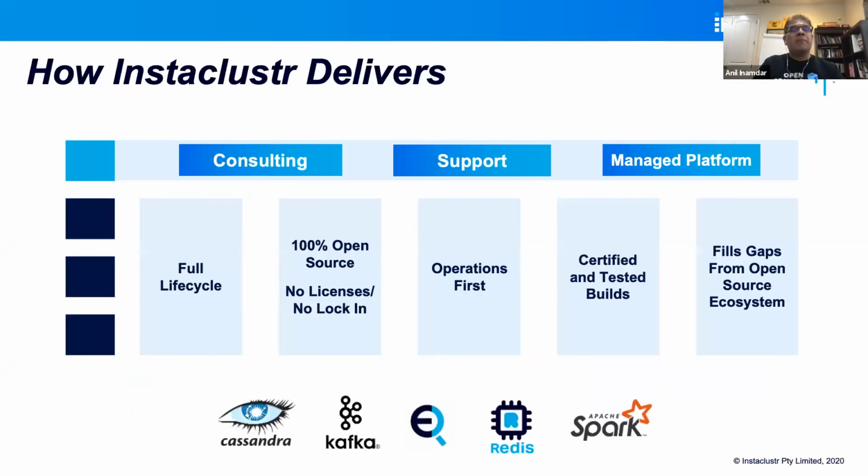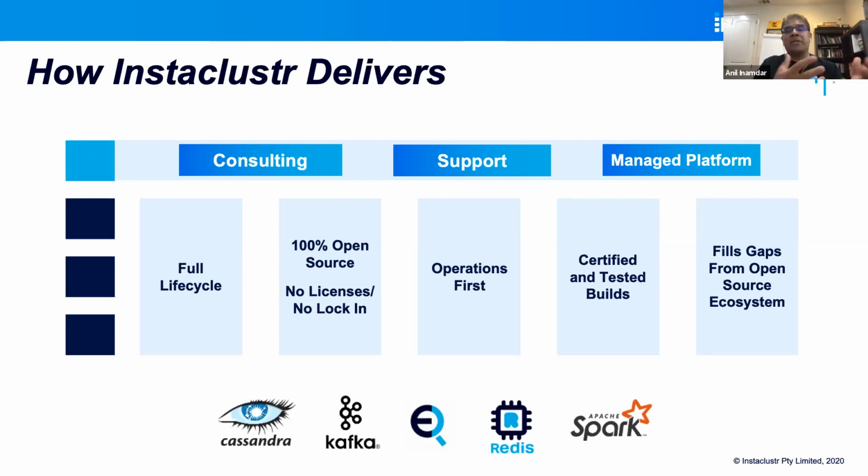All right, so how do we deliver? On the bottom, we have the technologies that we support: Cassandra, Kafka, Elasticsearch, Redis, and Spark. And on the top row, we have our offerings: consulting, support, and managed service. Consulting is pretty self-explanatory. Support is like when your Kafka cluster goes down and you need some help, you can call us and we'll help you.